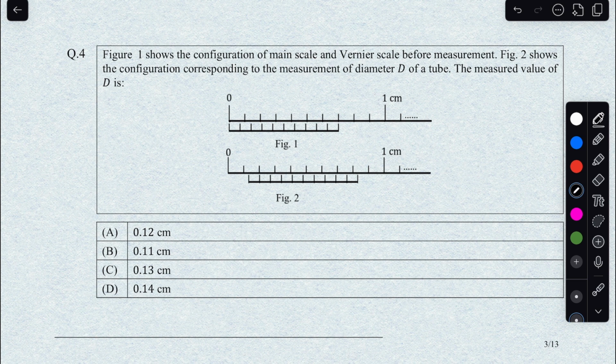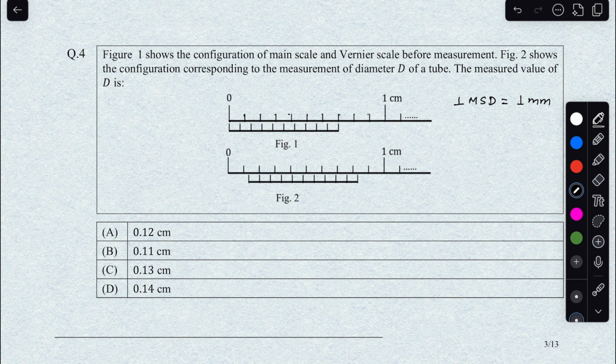How many divisions are there? 1, 2, 3, 4, 5, 6, 7, 8, 9 and 10. So we have 10 MSD, and so 10 MSD equals 10 mm. So 1 MSD is 1 mm, correct?